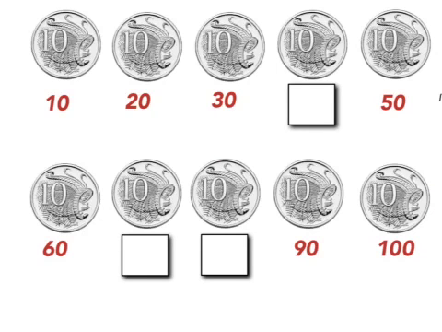Okay, let's have a go at counting money. I can see here that I've got all 10-cent pieces. Let's start by counting in tens. 10, 20, 30. Therefore, this one must be 40, 50, 60, 70, 80, 90, 100. I have 100 cents altogether, or $1.